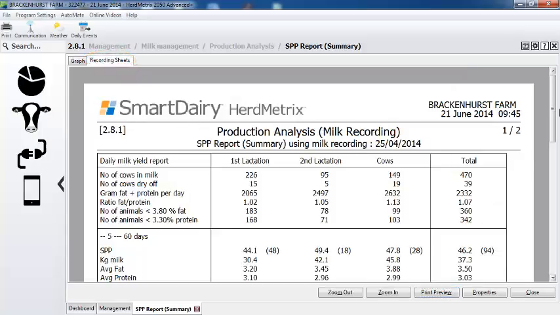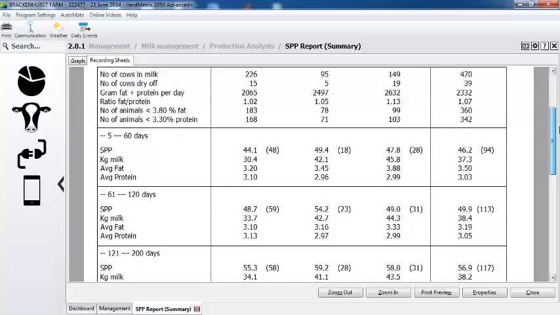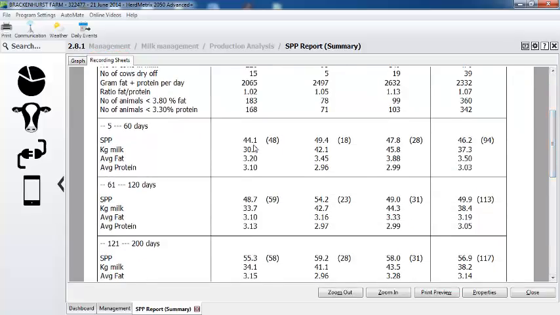If we look at the recording sheets within Herd Metrics, you'll also notice that you have the SPP figure, but you also have the kilograms of milk. So essentially what we do is we take the production and then adjust it for stage of lactation and numbers of lactations so we can compare all the cows together.